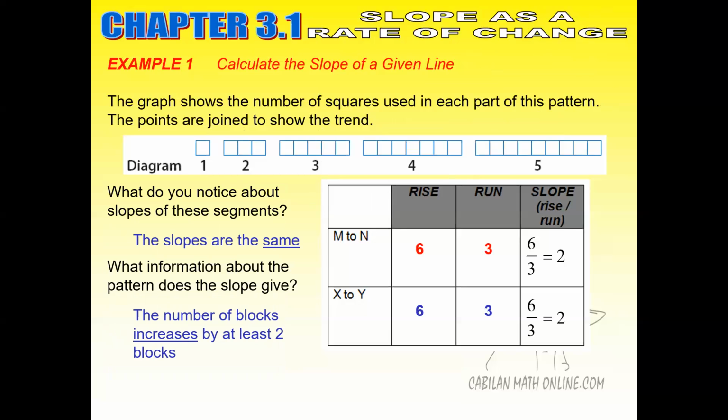If you're looking at diagram 2 to diagram 3, you notice we're going from 3 to 5 blocks. And then from 3 to 4, we're going from 5 to 7. And then from diagram 4 to 5, we're going from 7 blocks to 9 blocks. So that's just an example of how we use that for this particular example there.